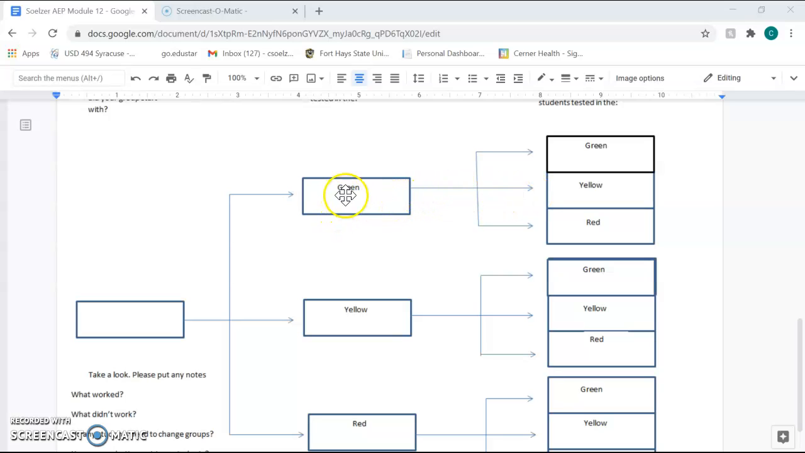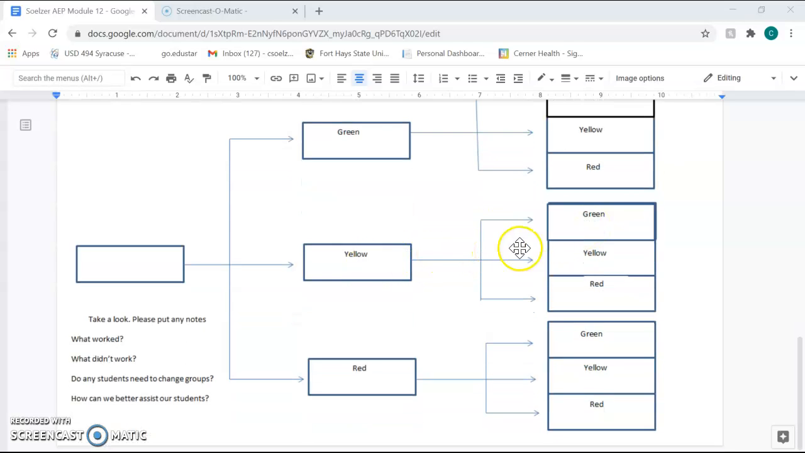So we'd see how many of our green stayed green, maybe went to yellow, went to red, how many of our yellow went up to green, stayed at yellow, or went down to red, and then how many of our red may have gone up to green, gone up to yellow, or stayed at red.